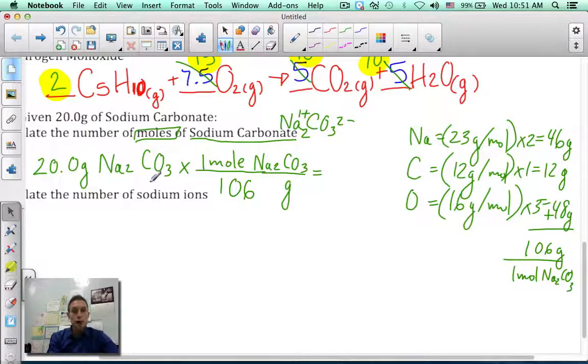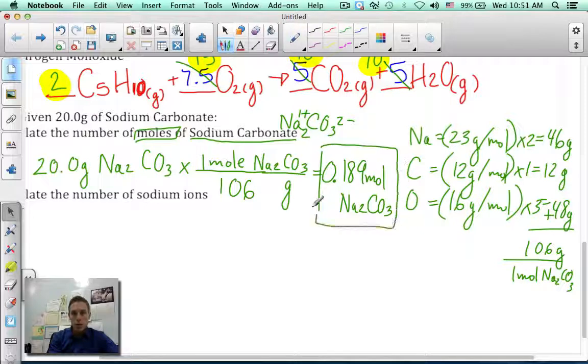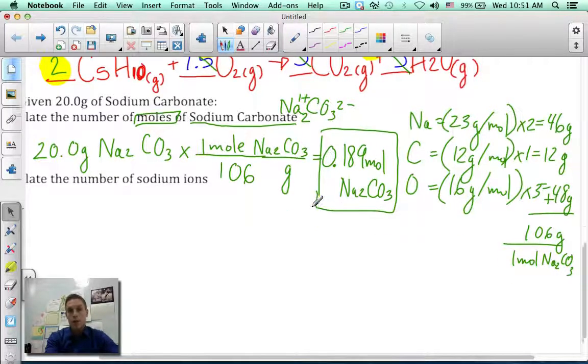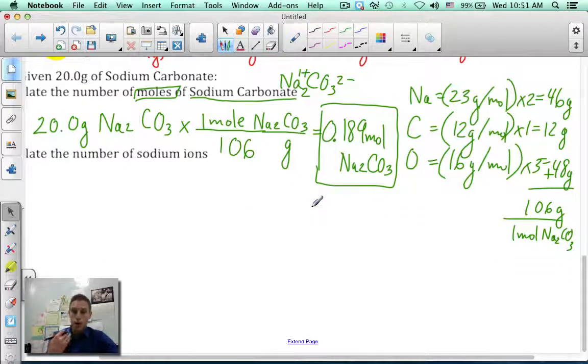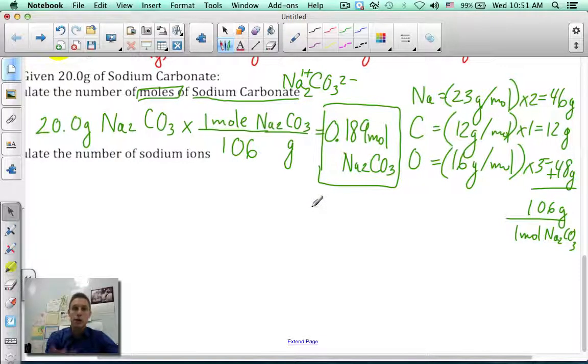When I do this in my calculator, everyone use a calculator, please don't practice with your phone. I get 0.189 moles of, I'm going to write it below because I ran out of room, sodium carbonate. And always box your answer. It'll make it easier to read for whoever's reading it. You want to make that person happy, right?